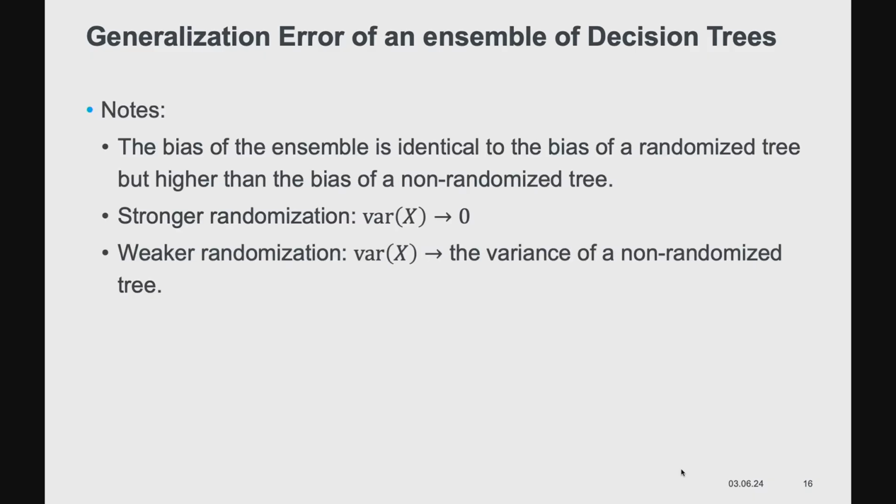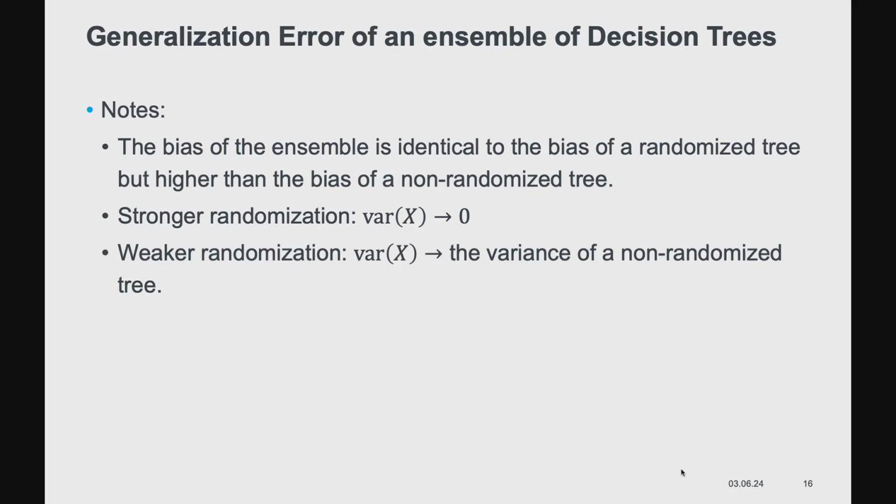And so what about the generalization error of such an ensemble? So the bias of the ensemble is identical to the bias of a randomized tree. That's the same consideration we had before. It is a bit higher actually than if I had taken all the data and all the attributes, because this before was an idealized consideration of what we want to achieve.